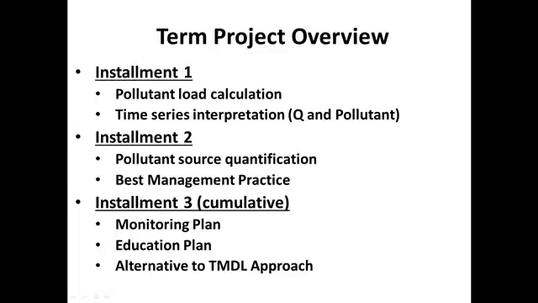The first one is calculation of load and interpretation of time series of both discharge and your pollutant of choice. The second installment is allocating that load that you calculated in installment 1 among the different pollutant sources in your watershed, and then choosing a best management practice to evaluate and talk about what it can do to address that pollution source. Installment 3 is cumulative.